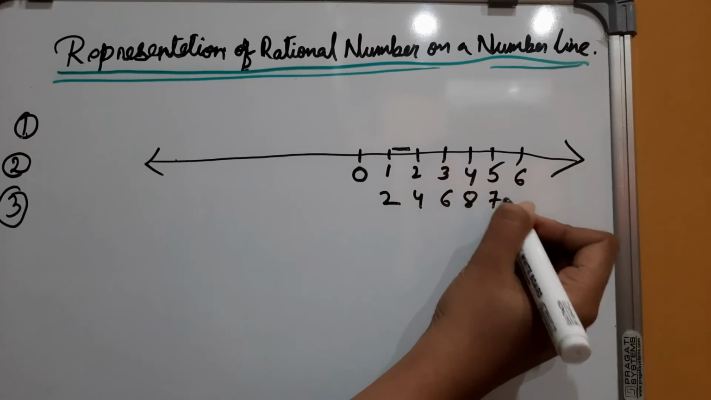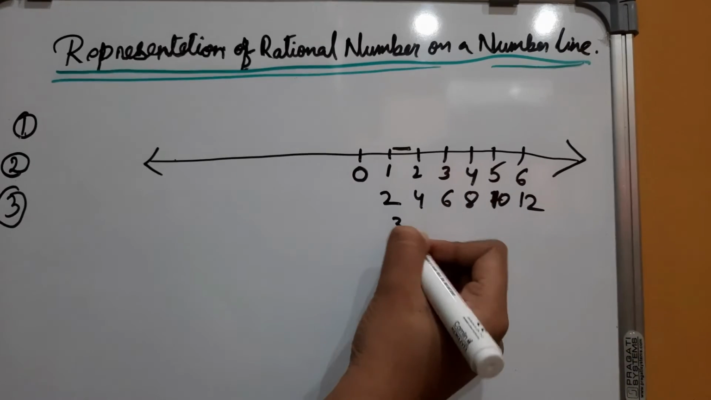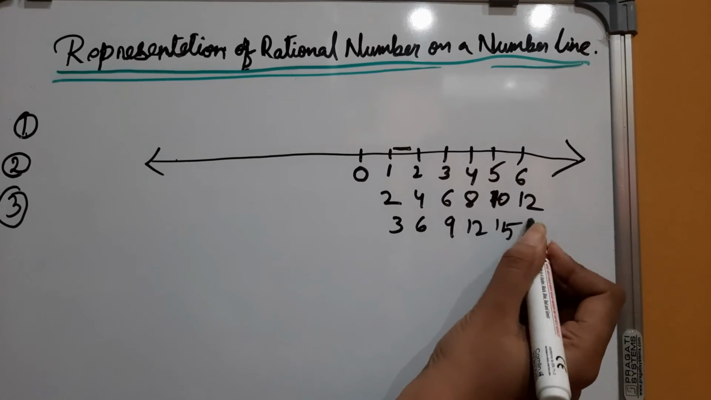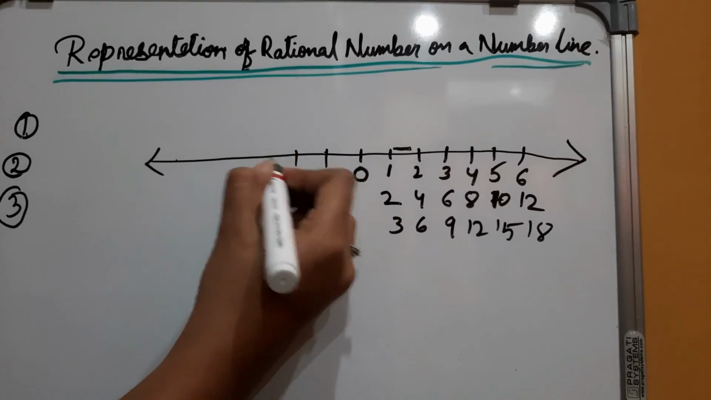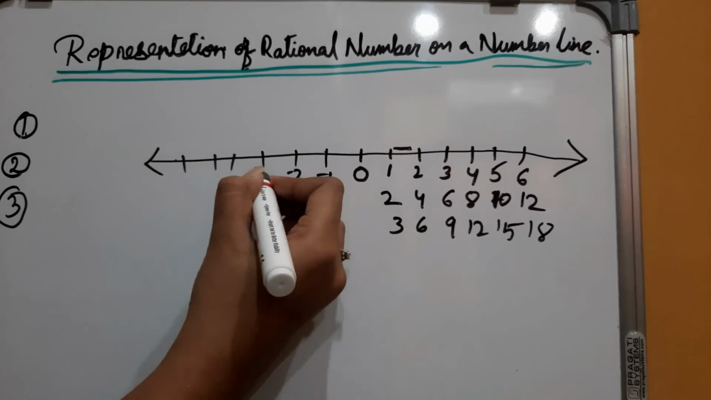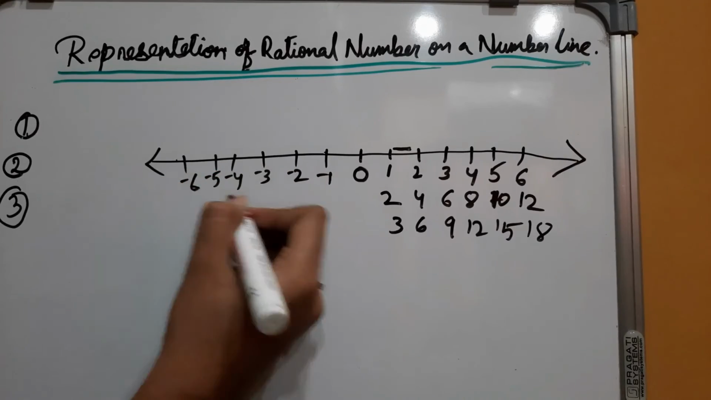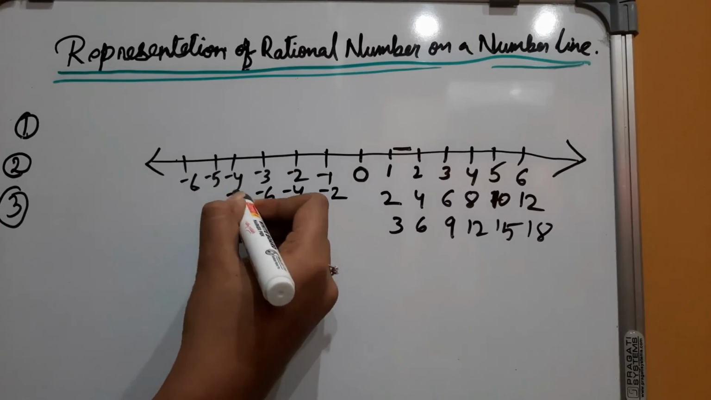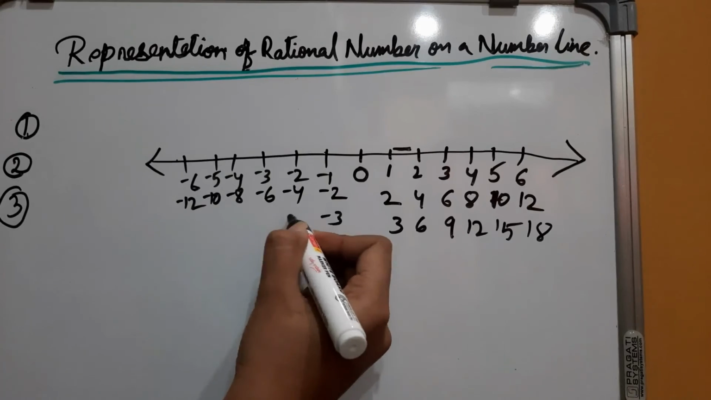We can write 2, 4, 6. So we need to select the unit. If you want 3 units, so 3, 6, 9, 12, 15 and so on. Similarly on the left side. So the numbering which we are doing, this is the fourth step, in which we just write the number.